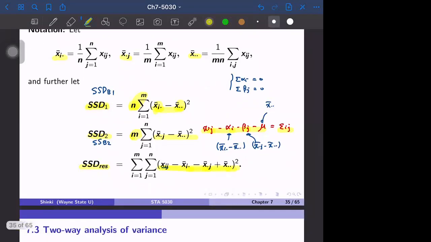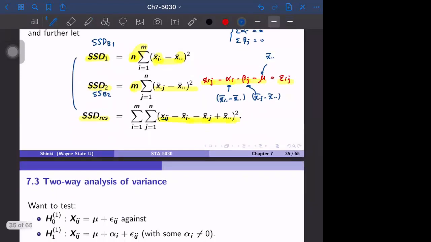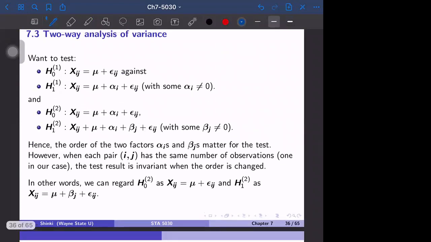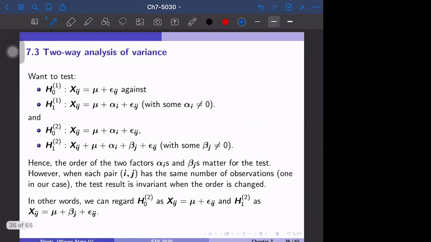So basically, if we compare, for example, SSD1 and SSD residual, we can see the effect of the first factor. So now the testing scheme. We want to test at first this null hypothesis against this alternative. The null hypothesis is the null model: Xij is intercept plus error.